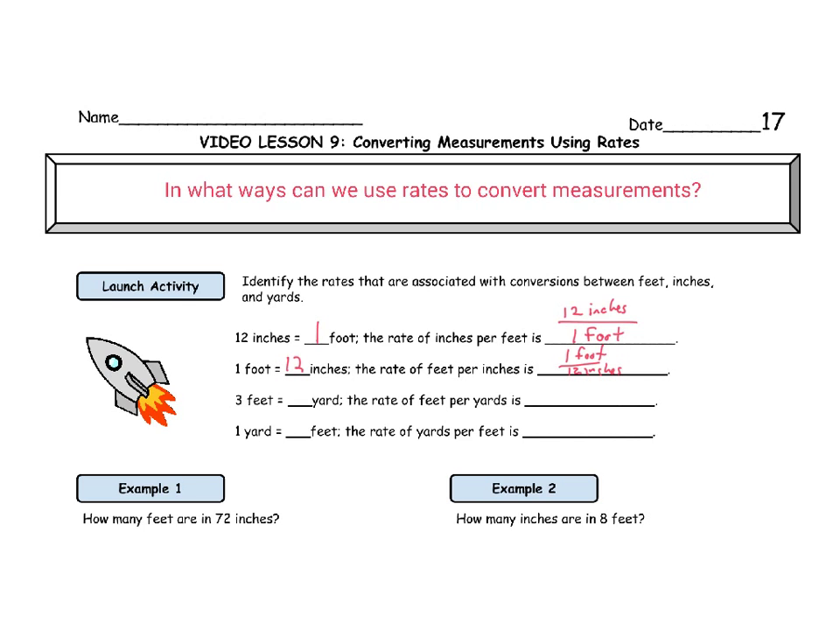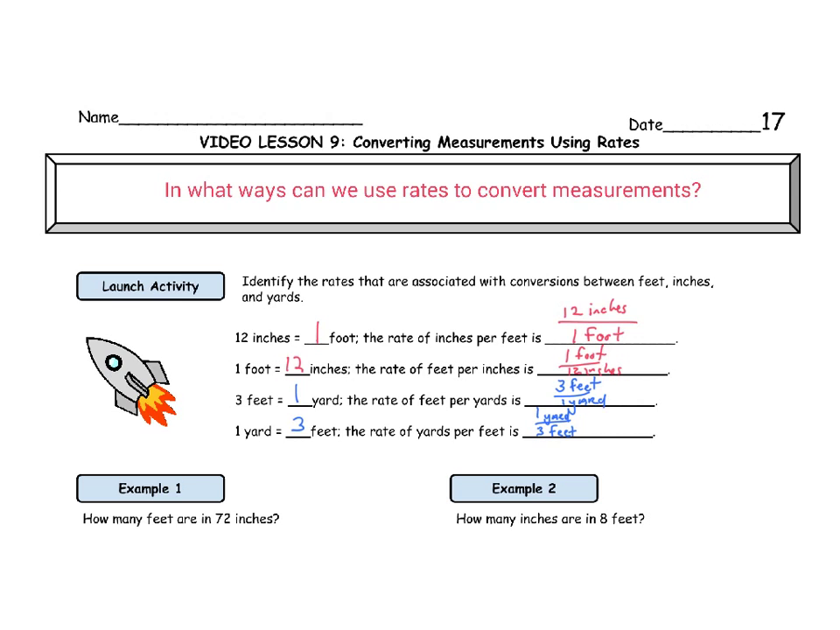1 foot, the other way around, equals 12 inches. That means the rate of feet per inch is 1 foot as the numerator and 12 inches as the denominator. Continuing, we're going to convert feet to yards here. So 3 feet is equal to 1 yard. So the rate of feet per yard is 3 feet as the numerator and 1 yard as the denominator. Last one, 1 yard is equal to 3 feet. The rate of yards per feet, 1 yard will be the numerator and 3 feet will be the denominator.